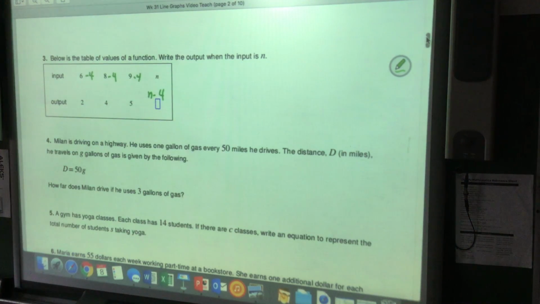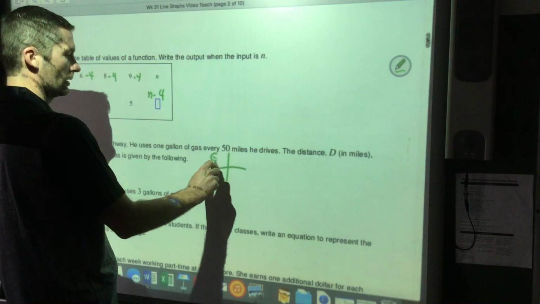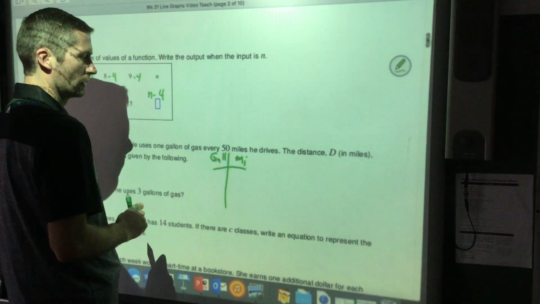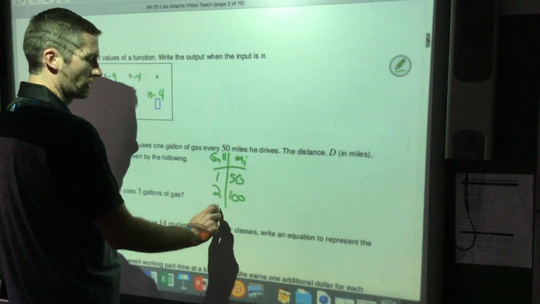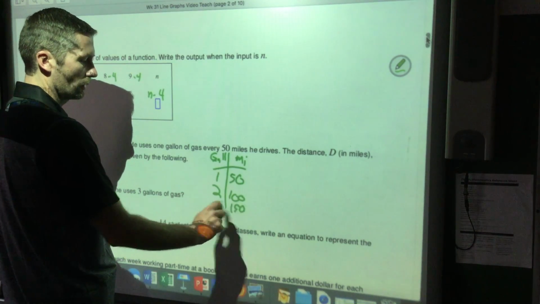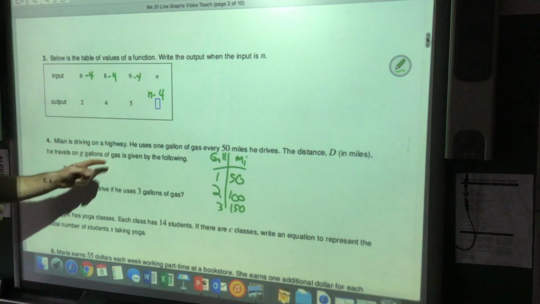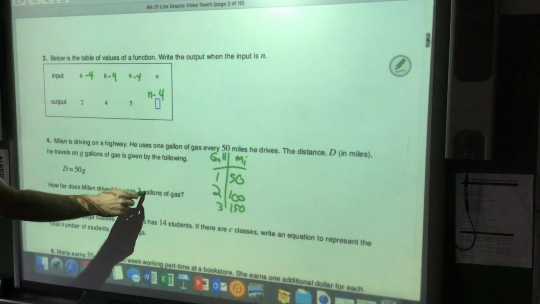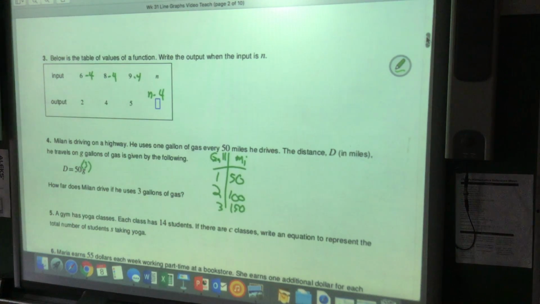Okay, Mylan is driving on a highway. He uses 1 gallon of gas every 50 miles. Okay, so I could make a T-chart of that. Gallons, miles. So this is independent, dependent. 1 gallon, 50 miles, 2 gallons, 100 miles, 3 gallons, 150, so on and so forth. The distance, D in miles, he travels on gallons is given here. So here's my formula. 1 times 50, 2 times 50. How far does he go on 3 gallons? So it's 3 times 50, 150 miles.